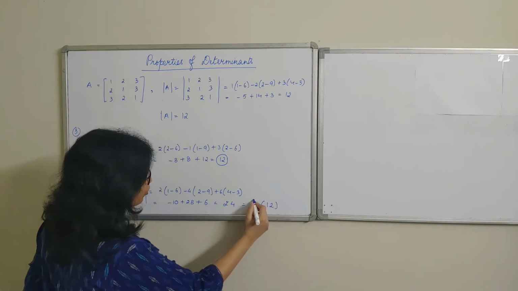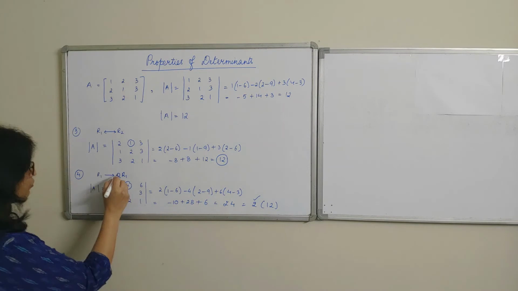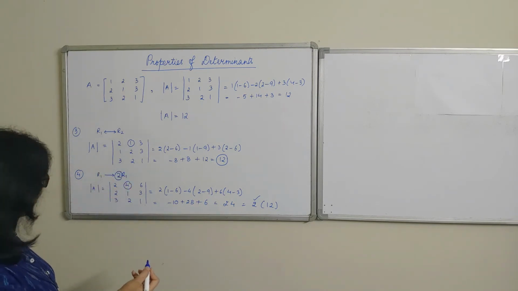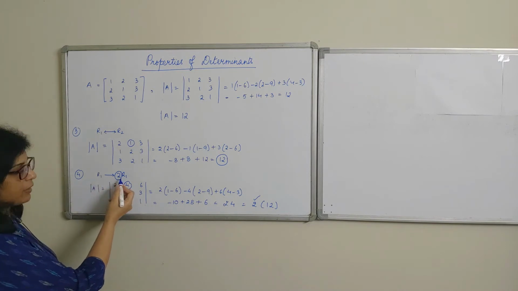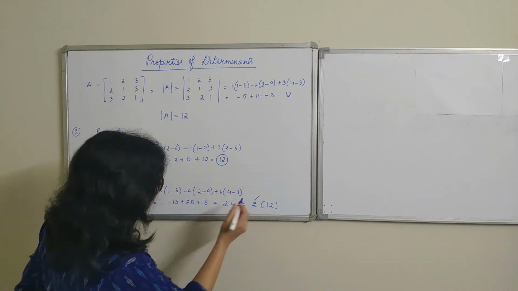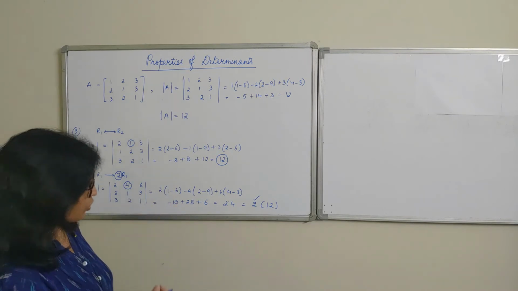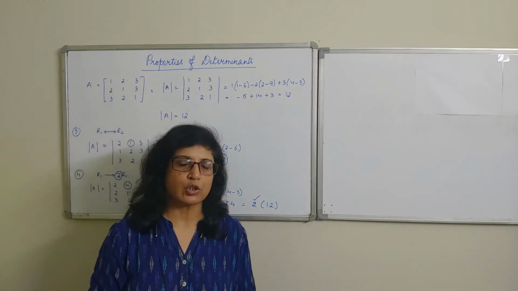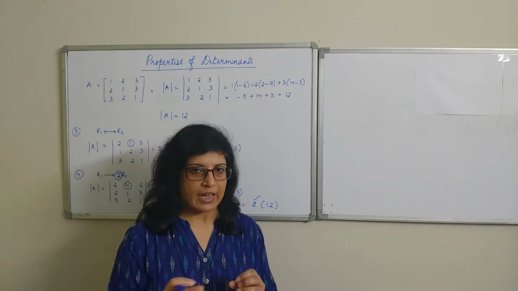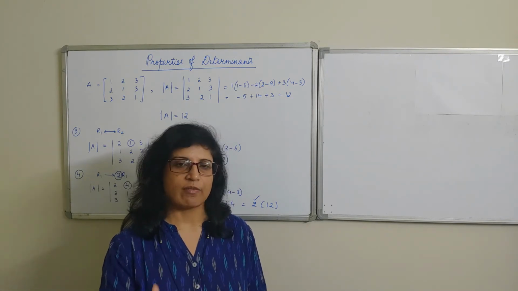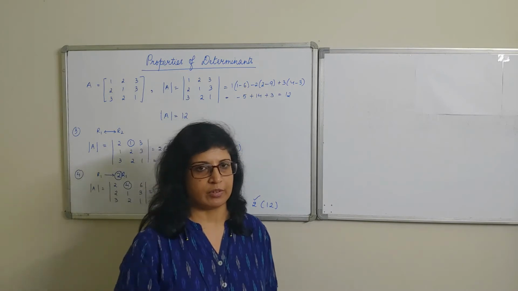Now where did this 2 come from? This 2 has come from here, the constant by which we have multiplied elements of row 1. So here if any row is multiplied by a constant, the determinant also gets multiplied by the same constant. The same concept applies to columns also. So in case we multiply the third column elements by minus 4 and evaluate, the determinant will be minus 4 times the initial value of determinant, which is 12.